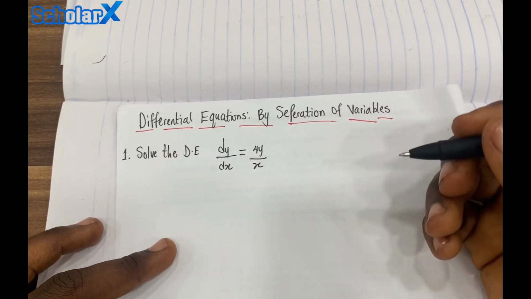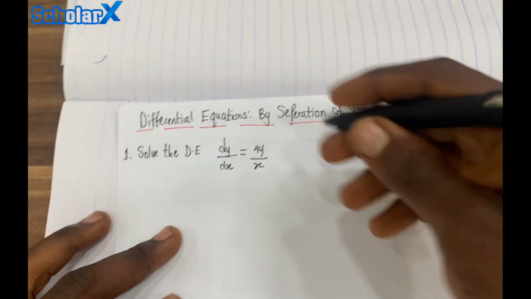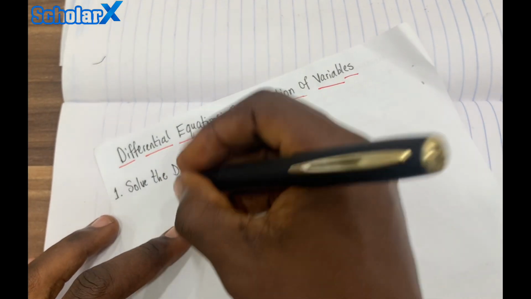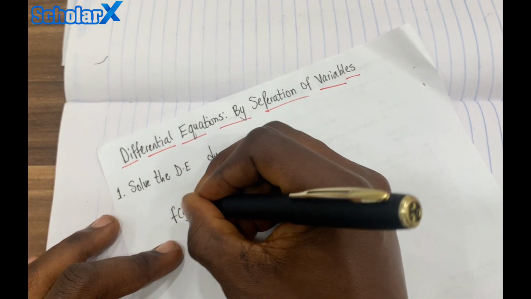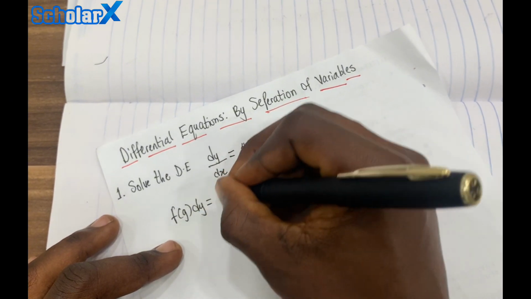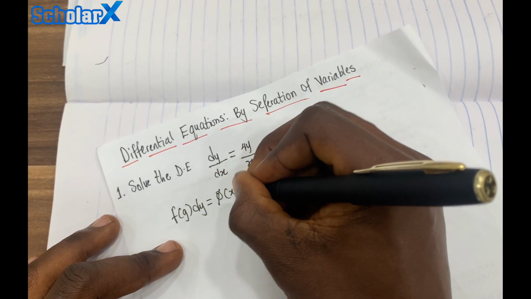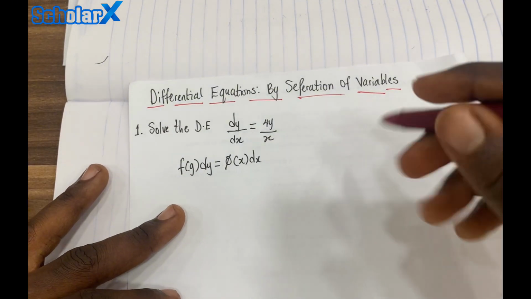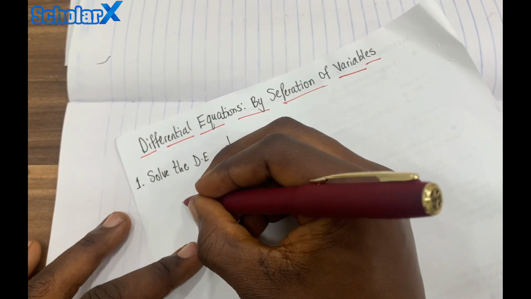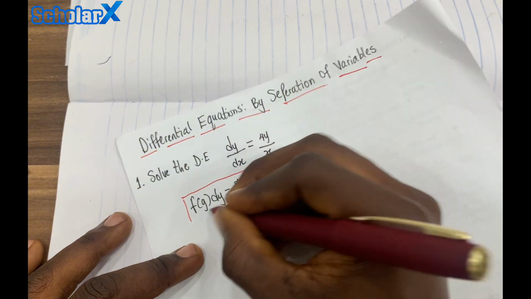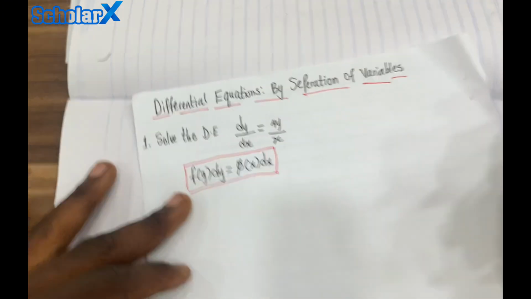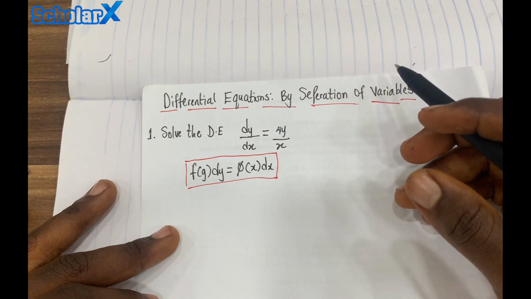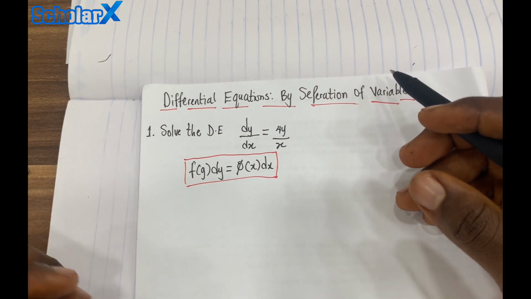Now, when you're talking about separation of variables, you simply want to put your differential equation in the form f(y) dy equals phi(x) dx, meaning you want to take everything with y to dy and everything with x to dx. So we want to put this in this form. How do you do that? It's very simple. Stay with me.